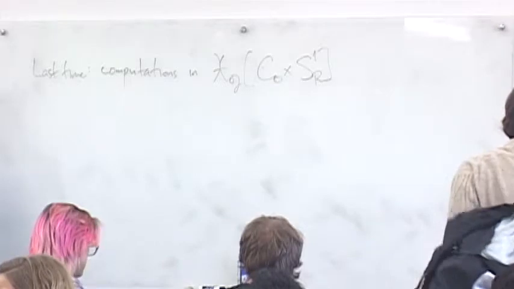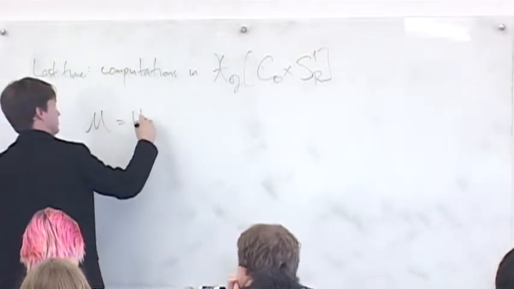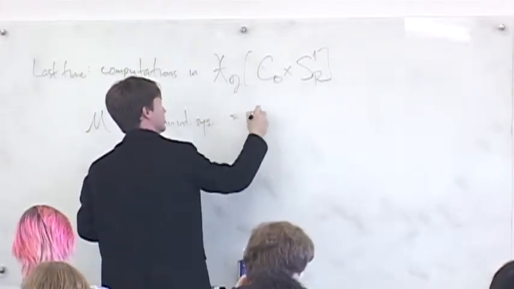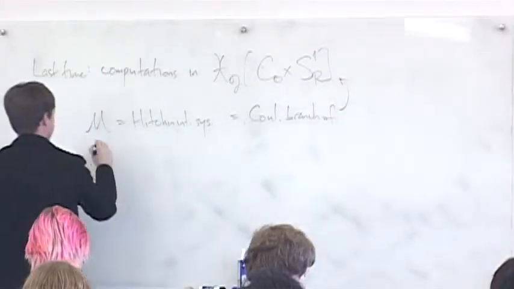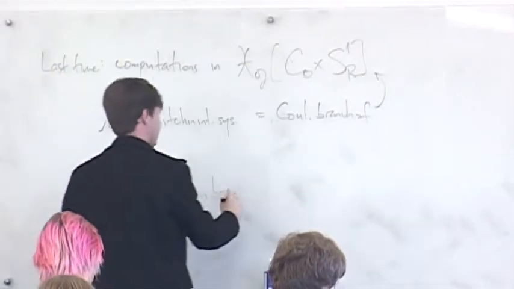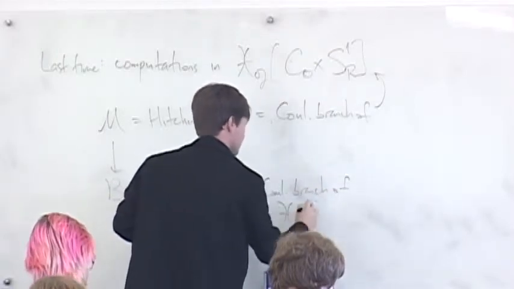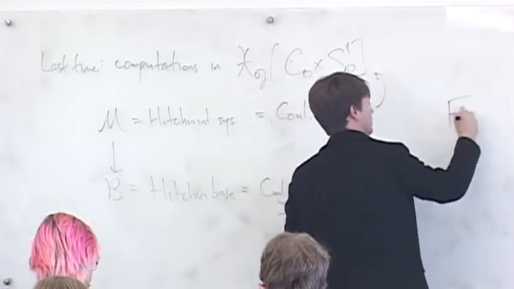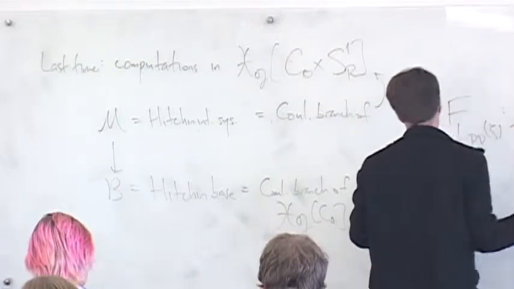So what was it that we were computing? We were studying M, the Hitchin integrable system, which was the moduli space, well, the Coulomb branch of this theory, which is fibered over B, the Hitchin base, which was the Coulomb branch of just the theory of class S, X_g of C_0. And we were studying some distinguished functions, which I think I was calling F_{L,P,R}(ζ), from M to C.